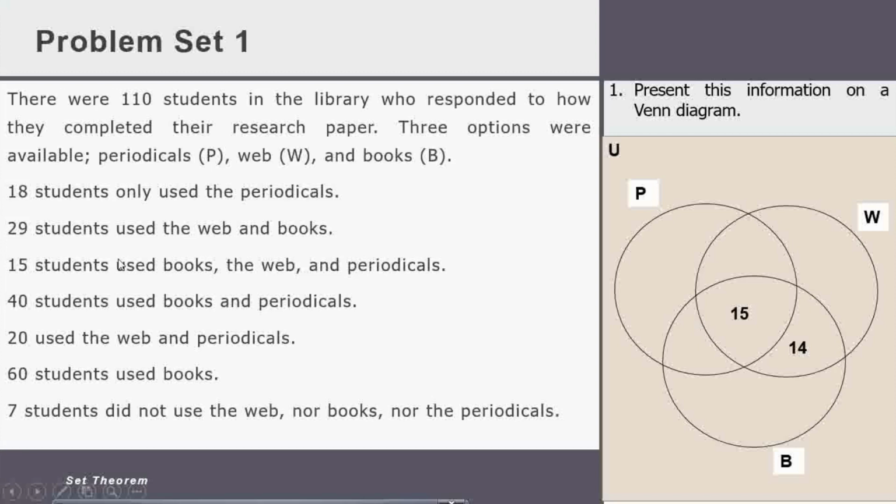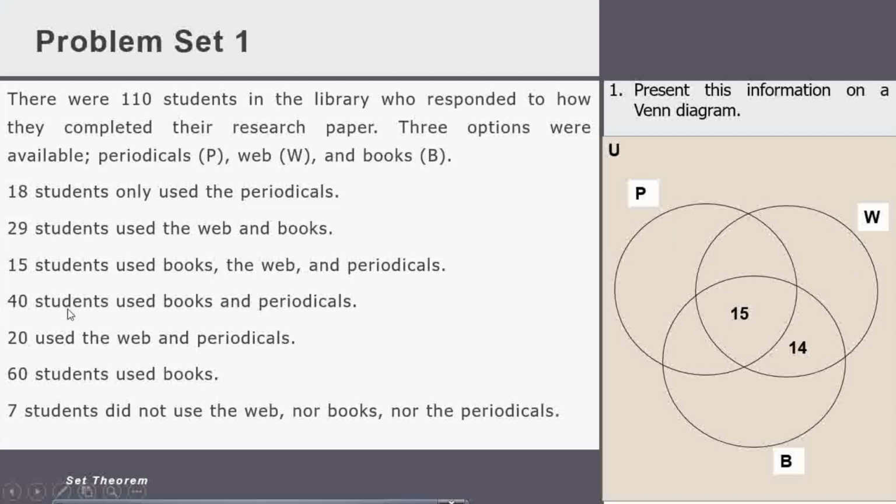The next information we are going to get, we've already picked the 15, is this one here. 40 students used books and periodicals, meaning that now we move to books and periodicals, which is the intersection between these two, books and periodicals. So if we are being told that 40 students used books and periodicals, and we note that in the intersection for the three, we have 15. These 15 used books and periodicals. In addition, they also used the web.